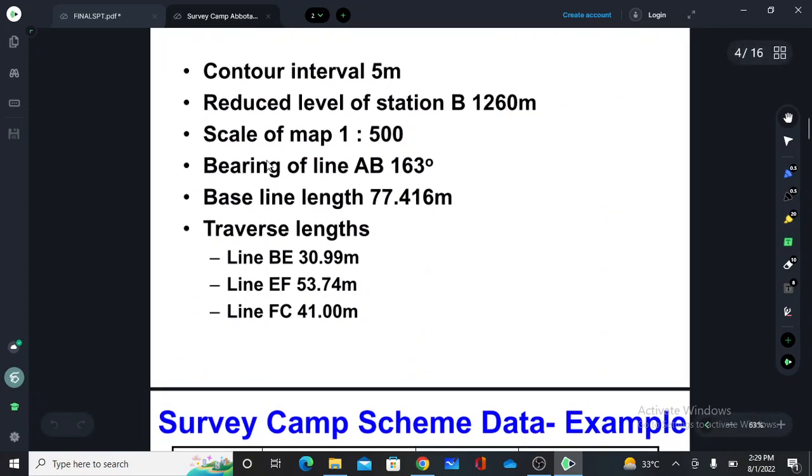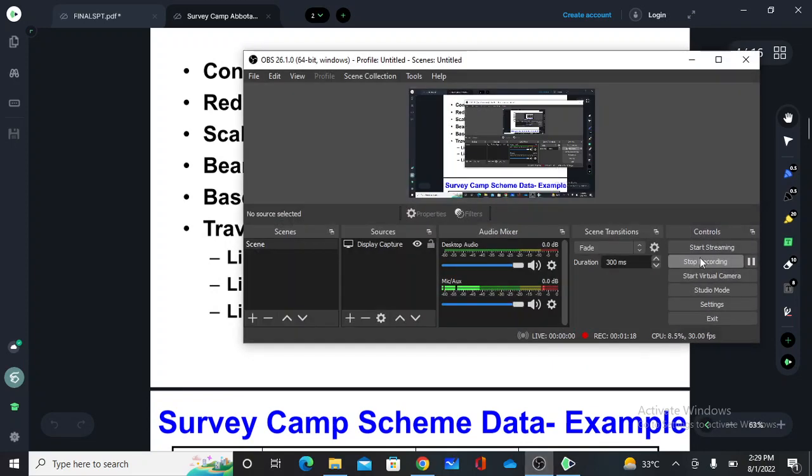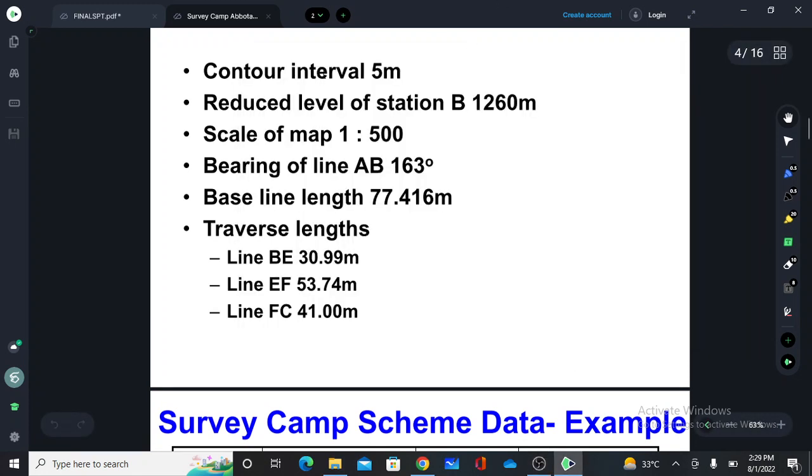So this is the general criteria that we have. The contour interval should be 5 meters, reduced level of station B is 1260 meters. Scale of the map that you have to draw is 1:500. The data given to you initially is that bearing of line AB you can use as 163 degrees. Baseline length you can use as 77.416 meters.